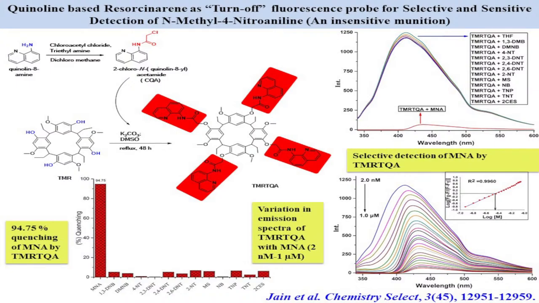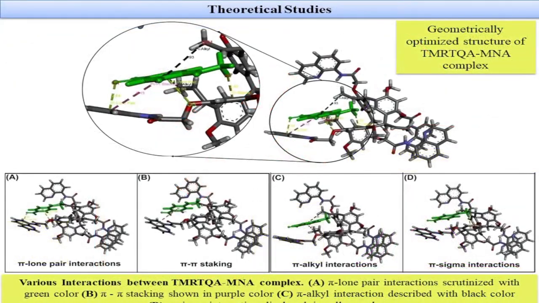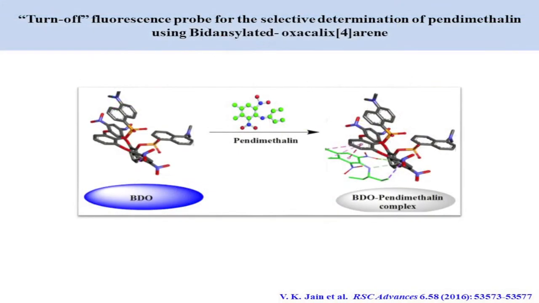Why it is selective or not selective, and how much it is selective, we are doing all the theoretical calculations and computational modeling at our end. With the help of the Schrödinger software, we have state-of-the-art software. We are doing that work at our end. But here, I just want to impress upon you that these are the capabilities of our calix platforms.